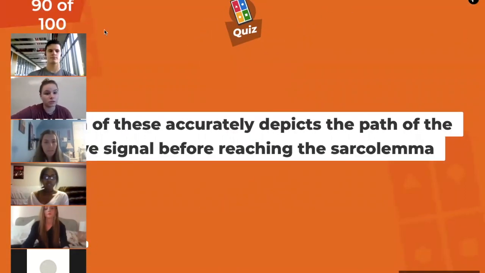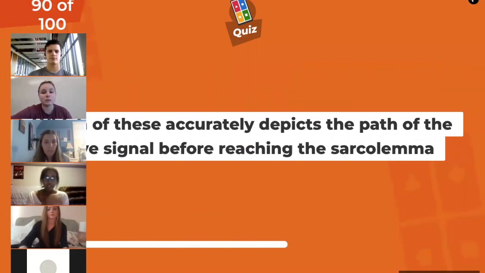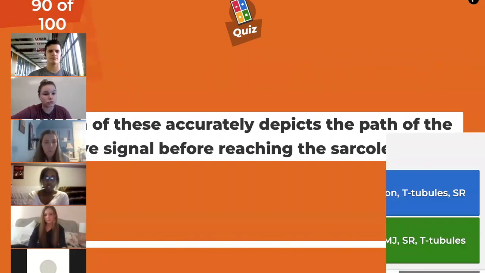Ooh, someone went above someone else, I'm sorry. Which of these accurately depicts the path of the nerve signal before reaching the sarcolemma?